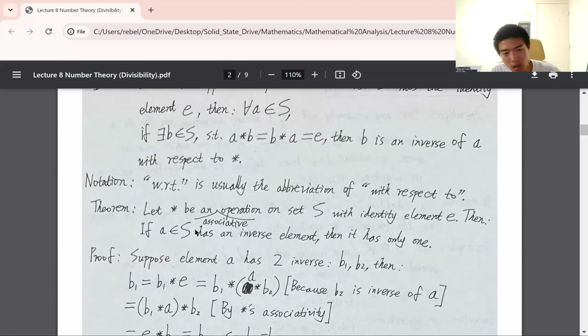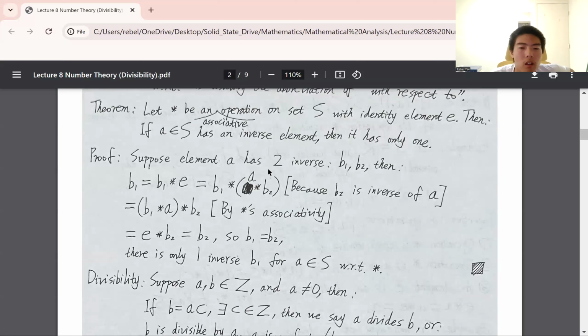Okay. Let star be an associative operation on set S with identity E. Then if A has an inverse element, then it has only one. What does that mean? That means we'll prove its uniqueness, but not existence. So it may not exist, but if it exists it is the only one.